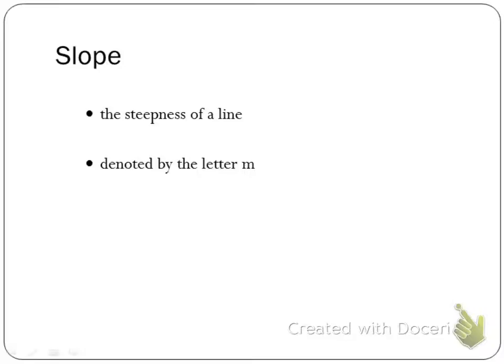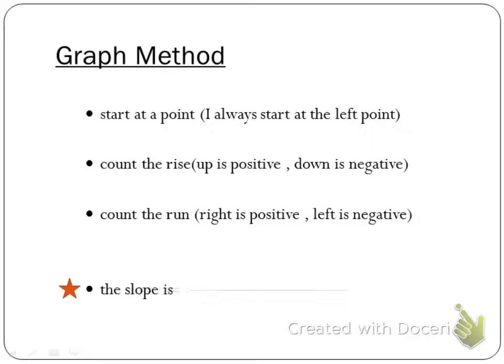All right, here's a little bit more about slope. So you do need to write this down. This is how we're going to find slope using the graphing method. So the first thing you want to do is start at a point. I always start at the left point. You need two values to find your slope. You need your rise value and you need your run value. Rise goes on top. Rise is the change either going up or down. If you're going up, it's positive. If you're going down, it's negative.